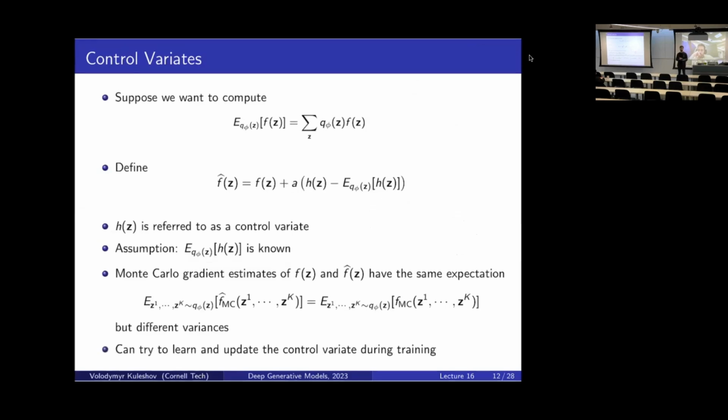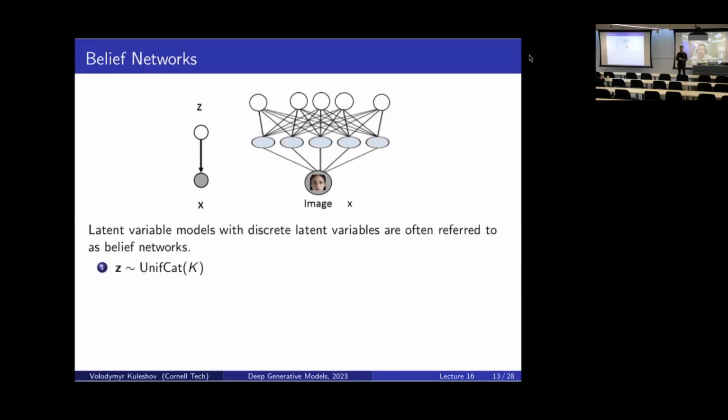Okay, so this is one application of control variates. This is one example of how a control variate might look. And now let's use this control variate. Let's see how this control variate can be used to train a particular type of deep generative model called a belief network, or a sigmoid belief network.